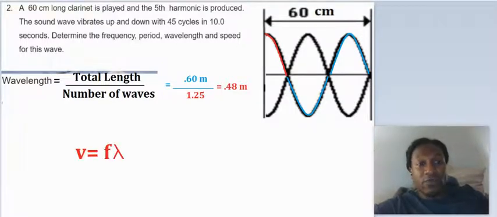So now we can use this formula. We know the wavelength. They gave us the frequency. It says 45 cycles in 10 seconds. We can find the frequency with that. Finding the speed is super simple at that point because you have the wavelength and you would have found the frequency. Just solve for V. Find out the speed of the wave in this tube. And then that's it. You're all done.